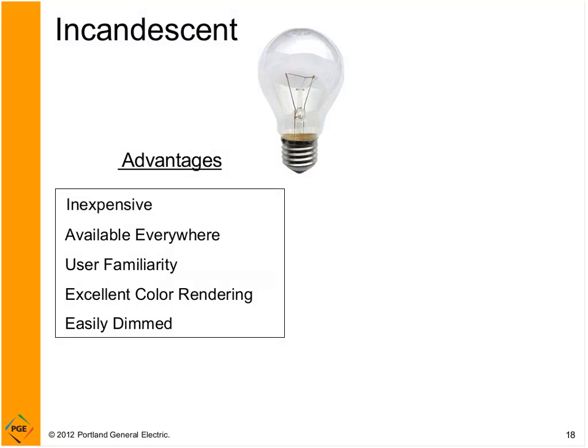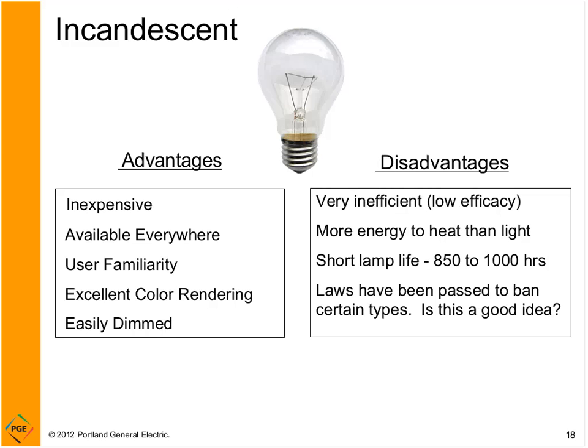So incandescent hasn't fundamentally changed since it was invented, so why do we use them? They're inexpensive, you can get them anywhere, people know how to use them, the color rendering is good, and maybe one of the most important things is that they're easily dimmed. But obviously they have a lot of disadvantages. Efficacy is low, it's more of a heater than a light source, the lamp life is very short, and recently some laws have been passed to ban certain types.